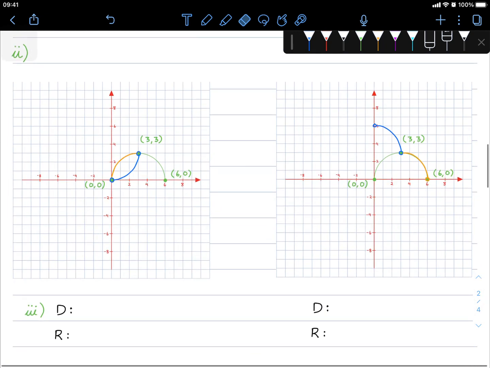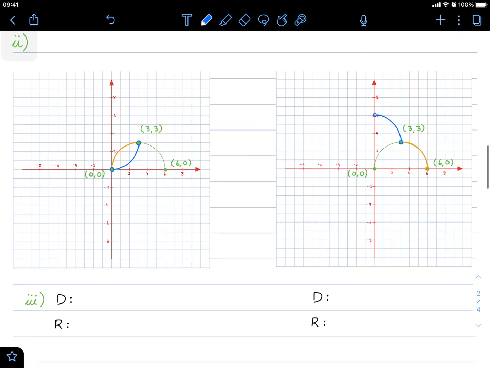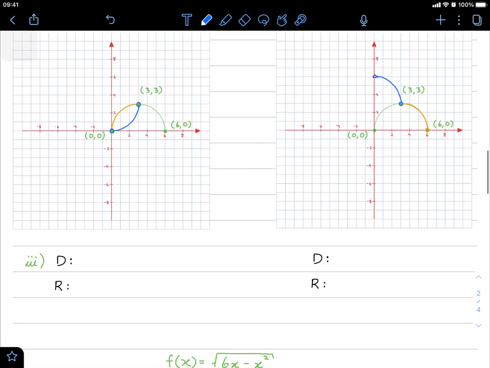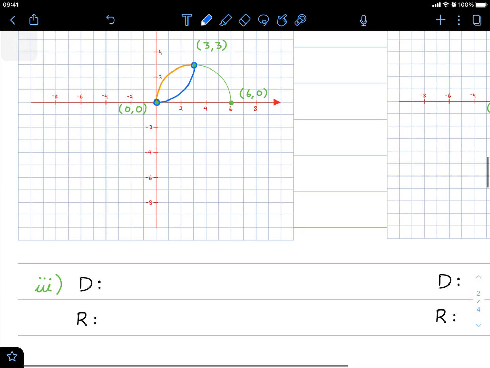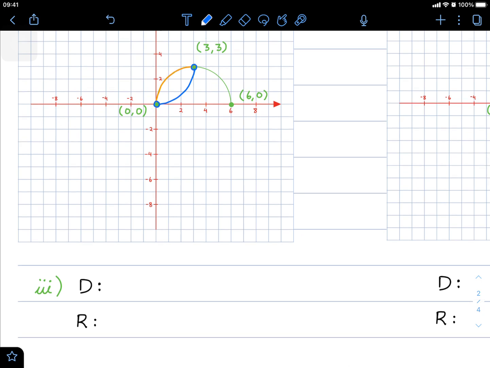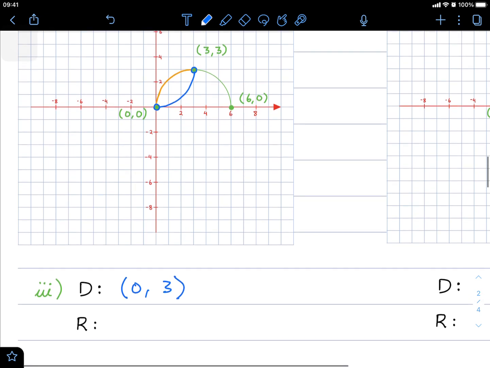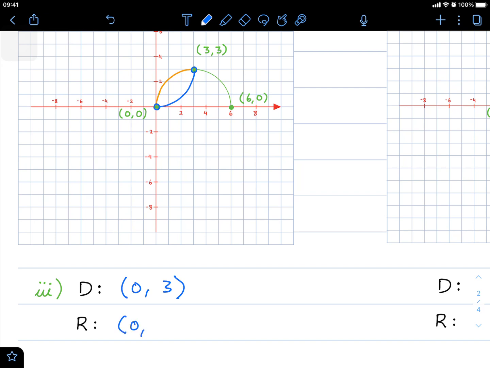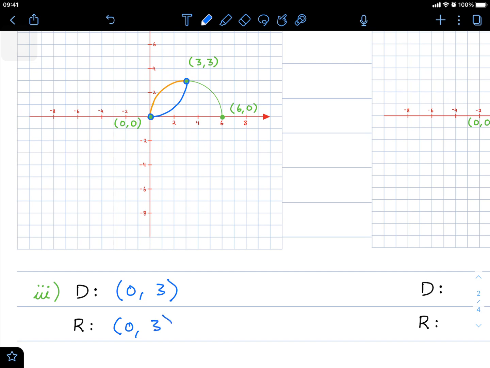Well, now that we have that, let's find the domain and range of the inverse of these functions. The domain for the blue function starts at 0, not including 0, and it ends at 3, not including 3. As for its range, its lowest value is 0, and its highest value is 3, not including 3.